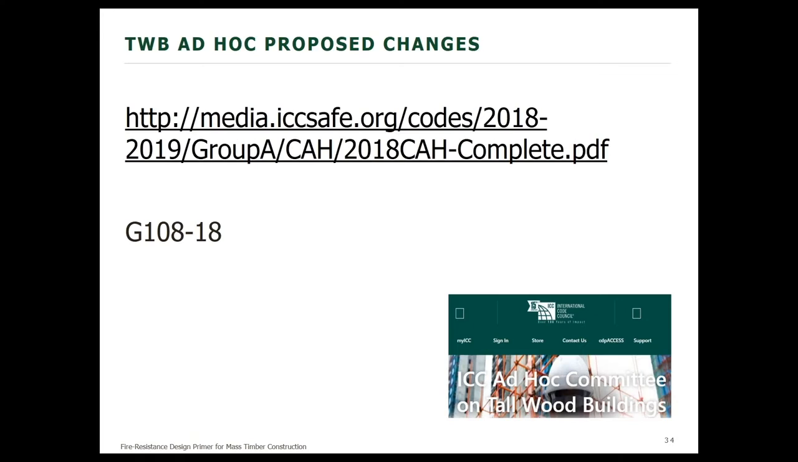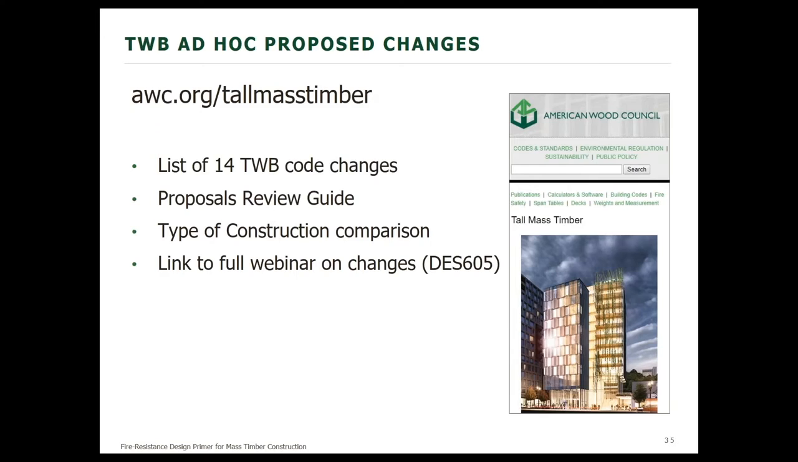I put this here. This basically just provides you with a link that you could go to that provides you with a complete monograph for all of the Group A proposals heard in Columbus in April. Included is G108, the one that we have referenced here, which deals with the type of construction subjects. One of the main points that makes up the code change proposals for the Tall Wood Building ad hoc. We also provided you with the address for the link that would take you to the spot on our website, where we have several pieces of information about the tall mass timber effort.